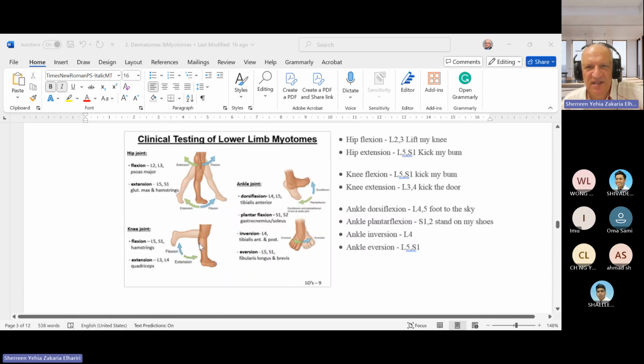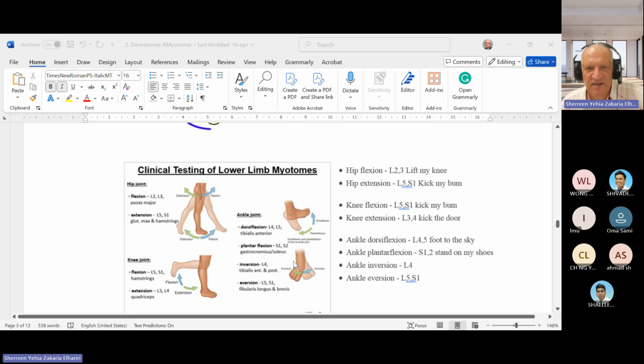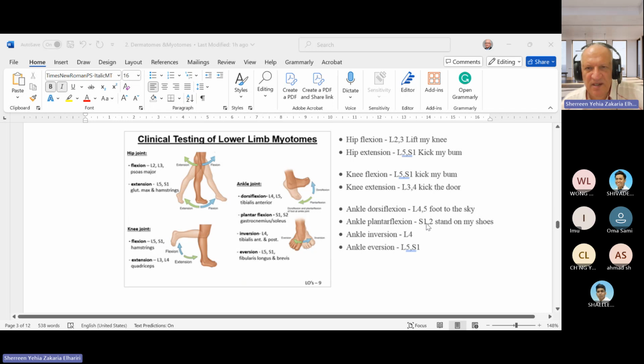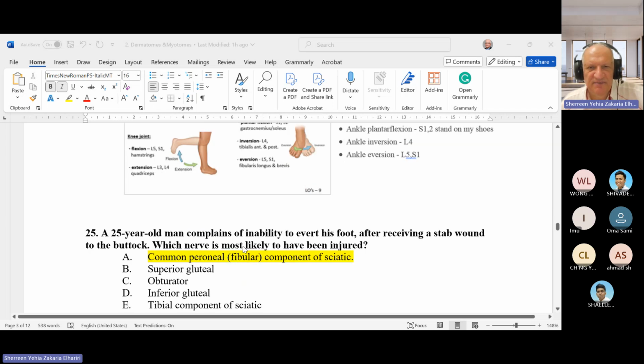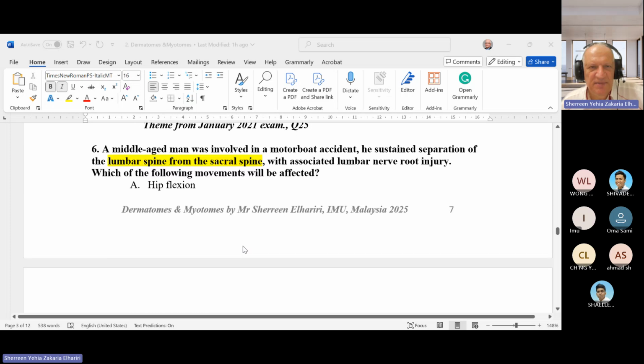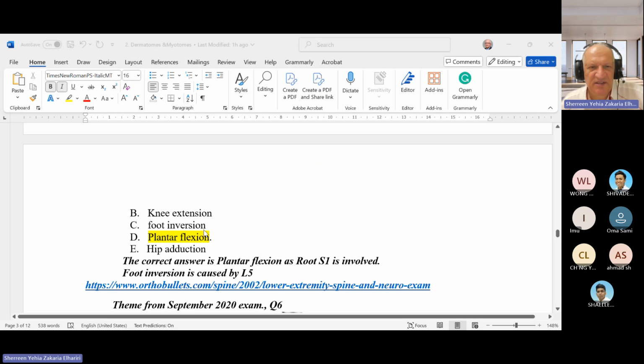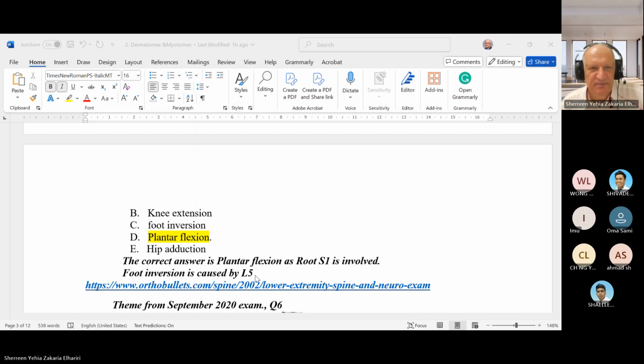So we can go back to see the L5. L5 can be in the foot like here, so it can be affected: ankle dorsiflexion. So this patient, which movement is affected? If L5, it is foot inversion. Plantar flexion is S1, so that movement is affected by S1. If it is L5, it is foot inversion. If S1, it is plantar flexion.